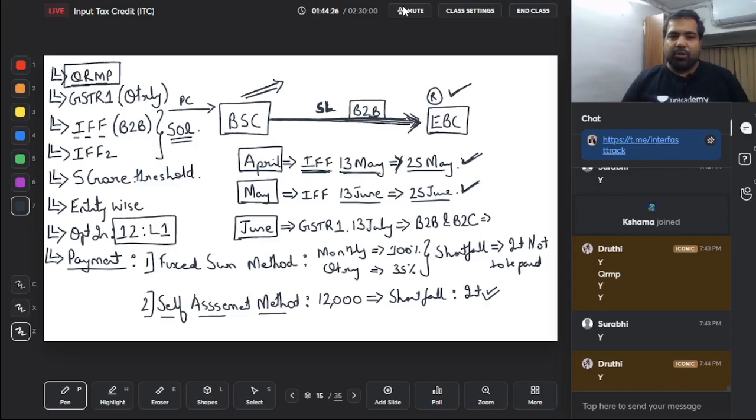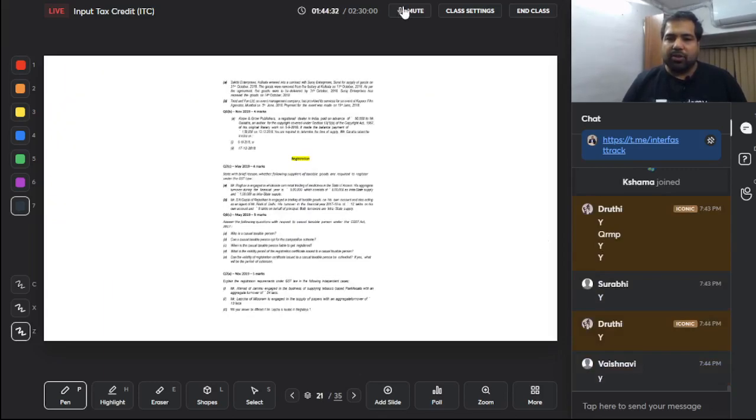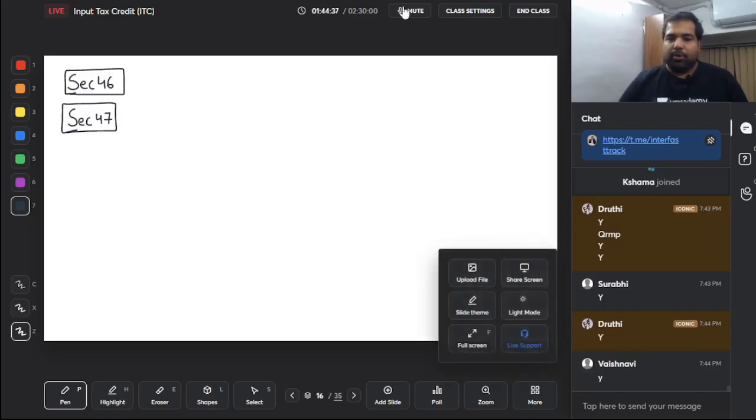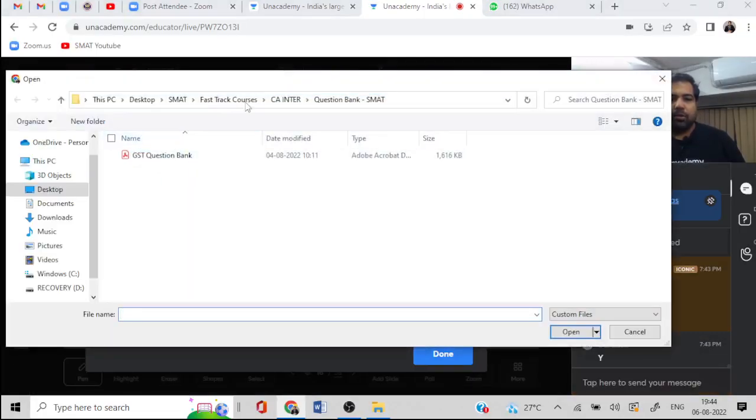So this is the QRMP scheme guys. All of this is there in the quick book, which I'm going to open up now because we are done with this chapter, done and dusted. So let me open up the quick book so that you know how to revise this very, very soon.